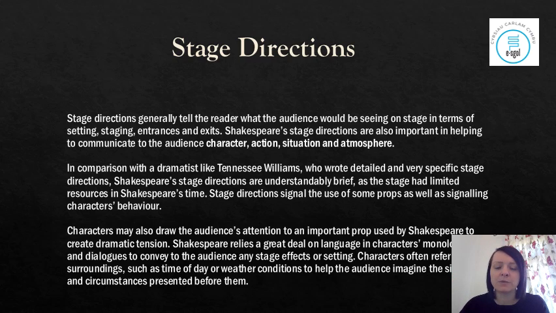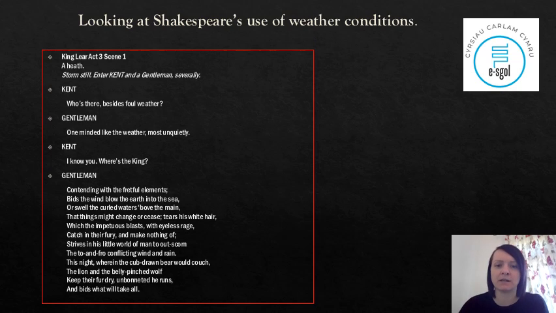And then what you find with Shakespeare is that characters may also draw the audience's attention to an important prop used by Shakespeare to create this element of dramatic tension. Shakespeare relies a great deal on language and characters' monologues and dialogues to convey to the audience any stage effects or setting. So often what you get is a sense of setting and an awareness of setting being sort of forced almost through the characters' words, as we see characters often referring to the surroundings, such as the time of day, the weather, to help the audience imagine the situation and circumstances that are presented before them, okay? So these are things that you need to be considering.